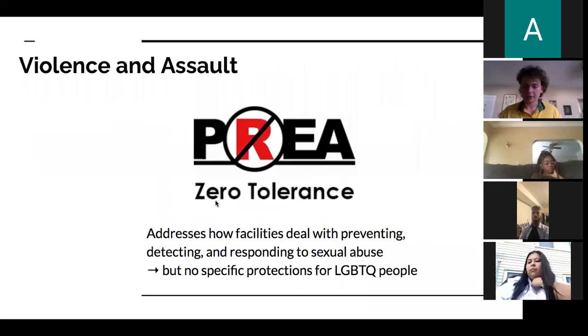So LGBTQ people are more likely to experience verbal, physical, and sexual assault while they're incarcerated, from both correctional officers and other incarcerated people, because of homophobia, transphobia, and also racism. A survey conducted by Lambda Legal a few years ago found that 7% of LGBTQ incarcerated people experienced sexual assault, 12% experienced physical assault, 27% experienced sexual harassment, and 57% experienced verbal assaults or harassment from prison or jail staff.